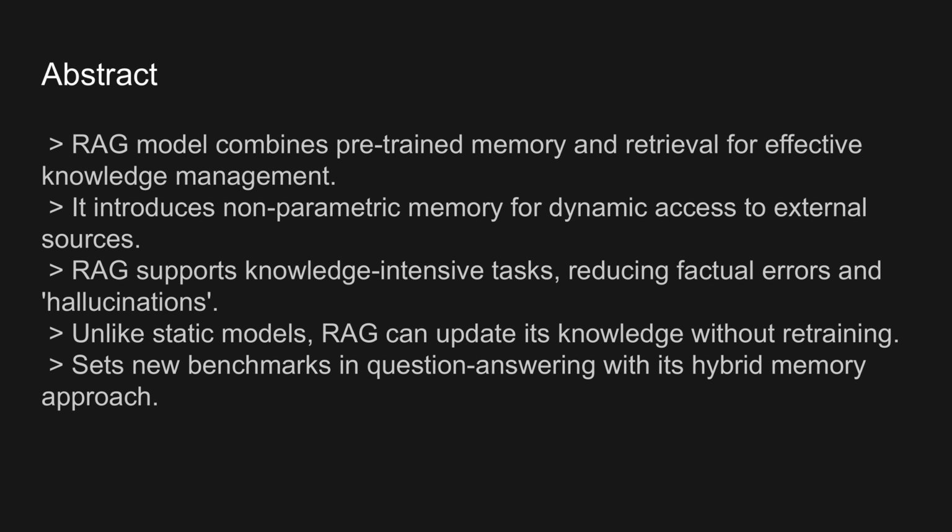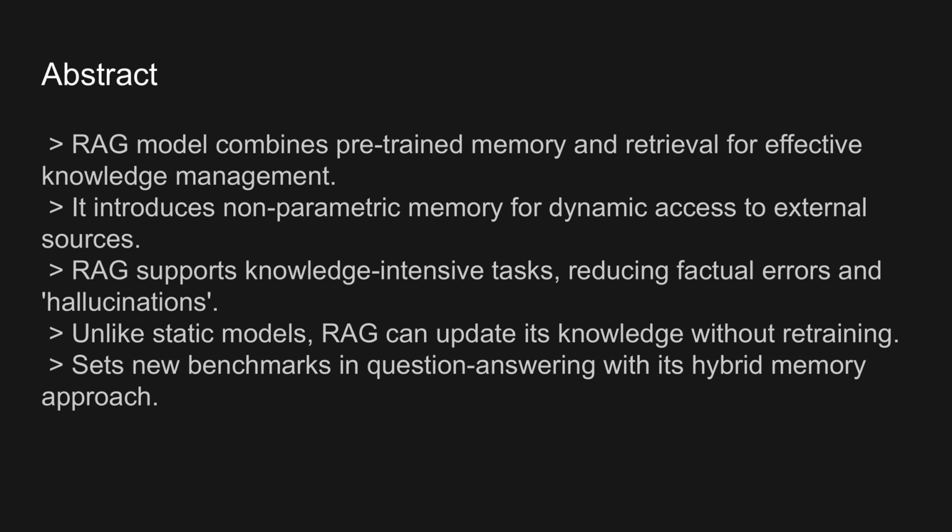So, the main idea is to combine two types of memory, one that's pre-trained and one that can be retrieved or updated as needed. Exactly. The abstract highlights that traditional pre-trained models store knowledge in parameters, which means their knowledge base is fixed once training ends. RAG, on the other hand, adds what's called non-parametric memory, meaning it can access external sources for updated or additional information. For this, it uses dense vector indexing of resources like Wikipedia, allowing it to recall facts on the fly and potentially even update its knowledge base without retraining.